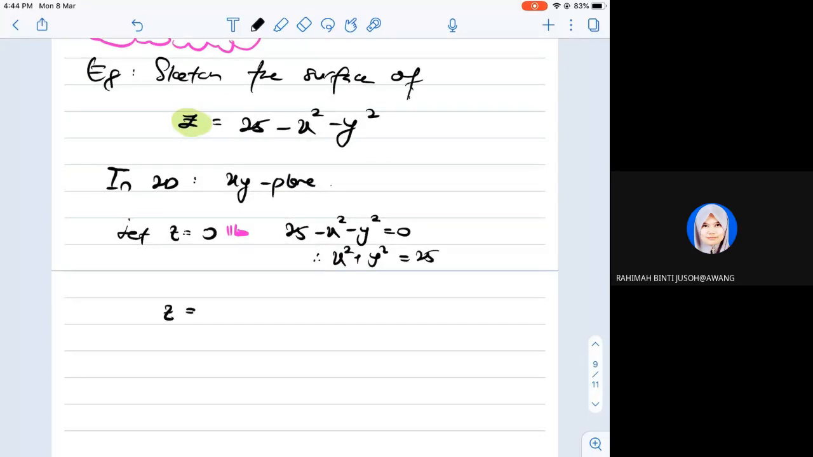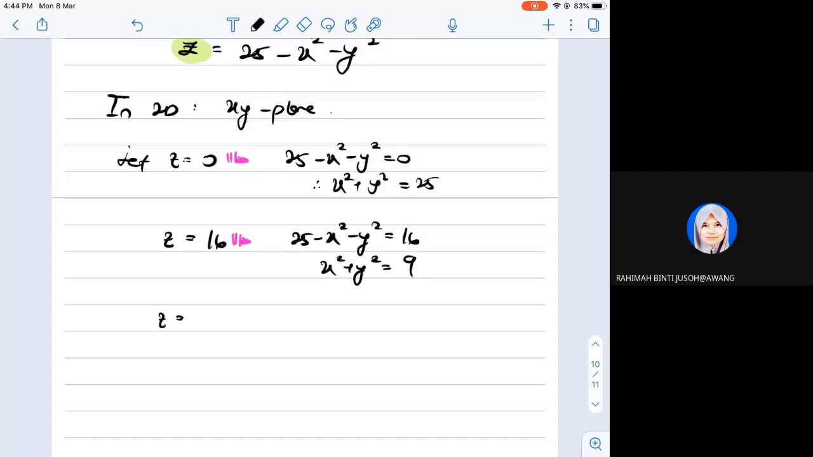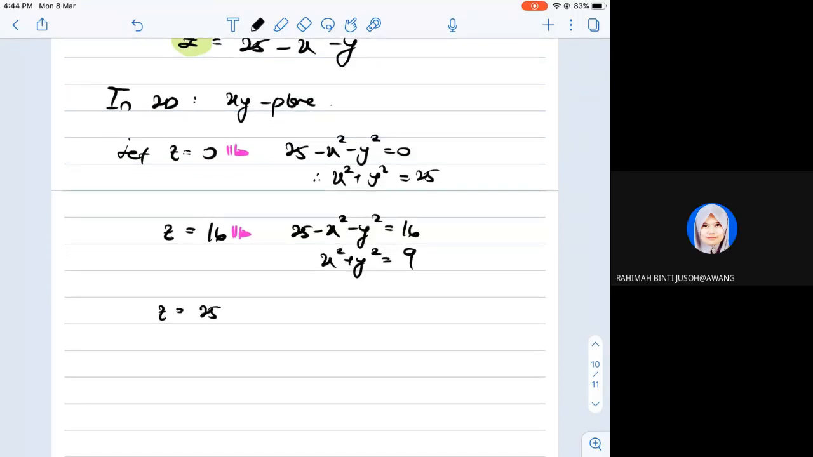And then kalau lah Z equals to, let's say 4, 16 lah, 16. Saya nak bagi nombor dia cantik. So kalau 16, we will have 25 minus X squared minus Y squared equals to 16. So X squared plus Y squared equals to 9, isn't it? 25 tolak 16, 9. And then if we keep continuing it, let's say Z equals to 25 lah. So when Z equals to 25, we will have 25 minus X squared minus Y squared equals to 25. Therefore, X squared plus Y squared equals to 0, isn't it?